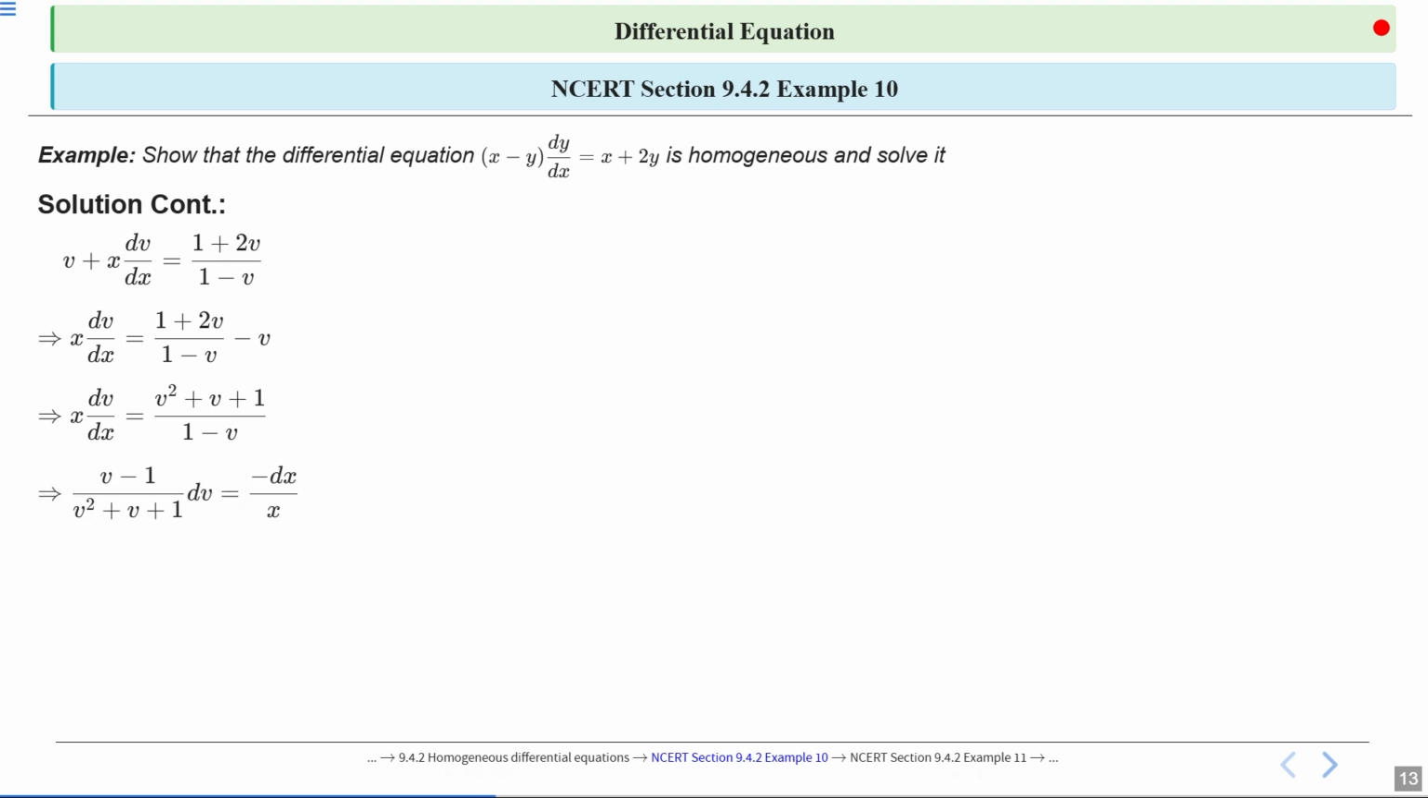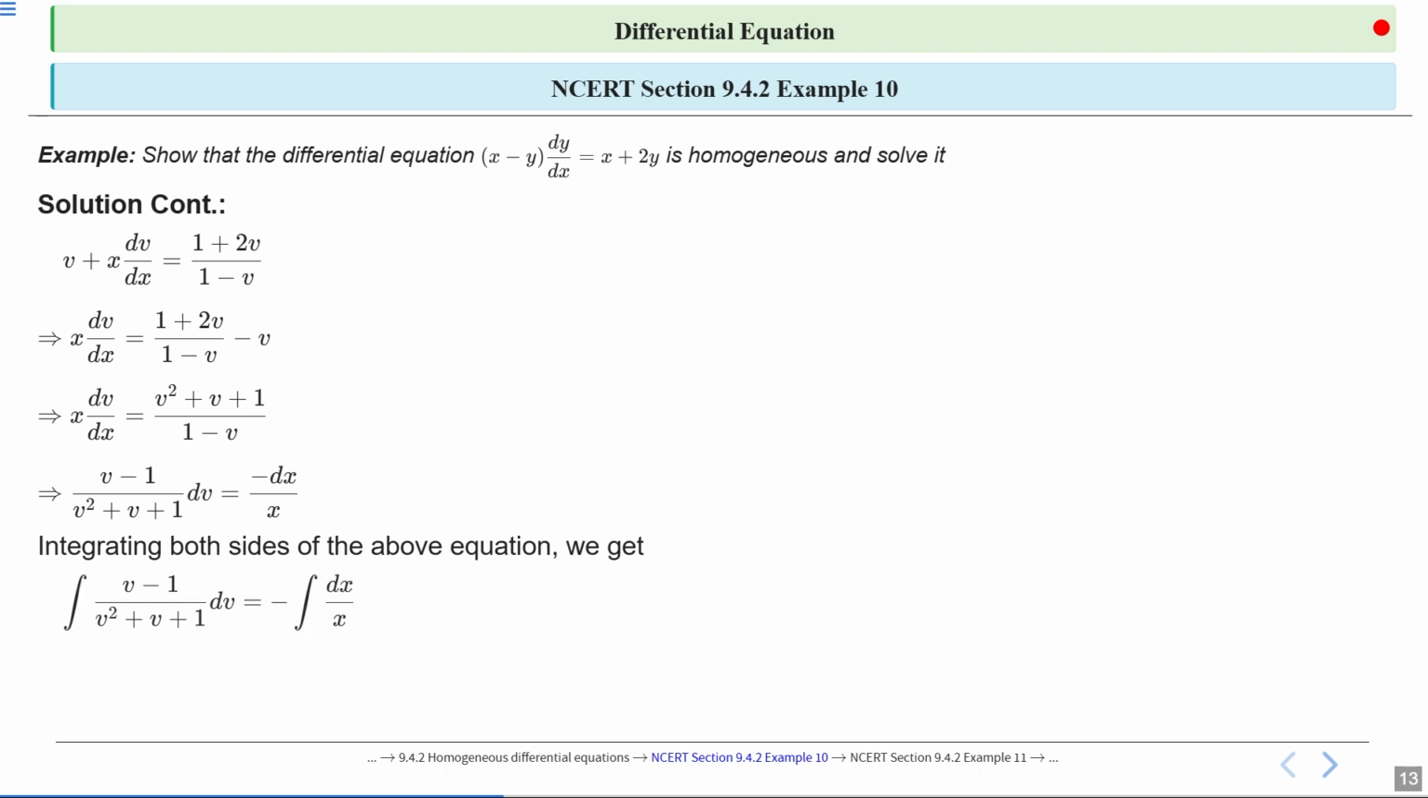We just simplify it and then separate the variables. We write the terms with v with dv and all the terms with x with dx. So we get (v minus 1) by (v squared plus v plus 1) dv is equal to minus dx by x. After that, in the third step, we integrate both sides of the above equation to get the general solution of the differential equation. So now we have to integrate: the integral of (v minus 1) by (v squared plus v plus 1) dv is equal to minus the integral of dx by x.